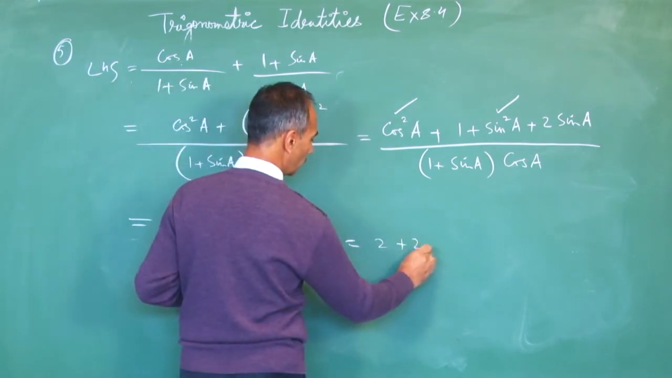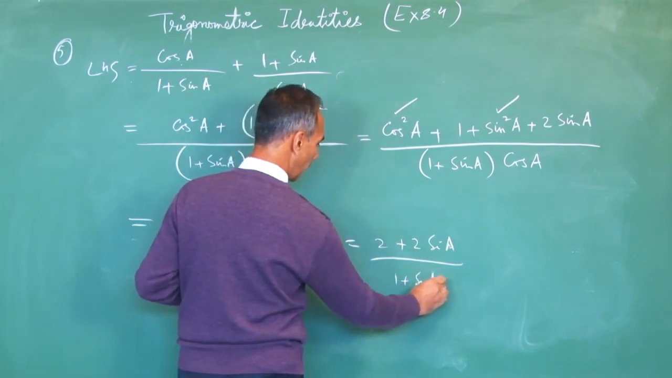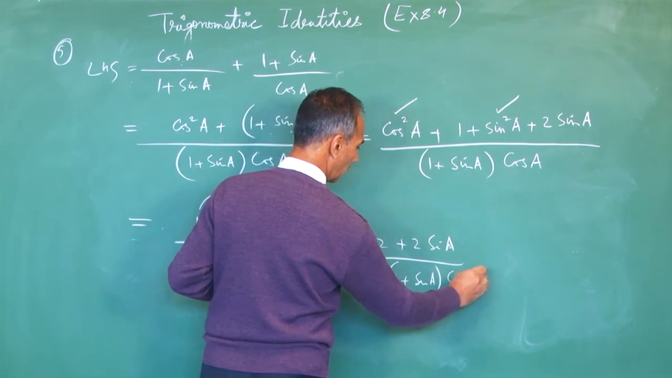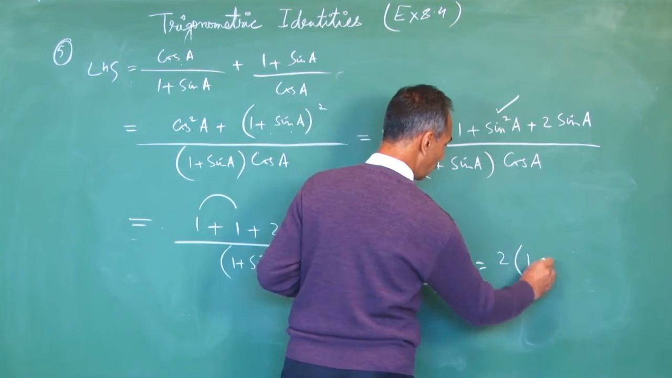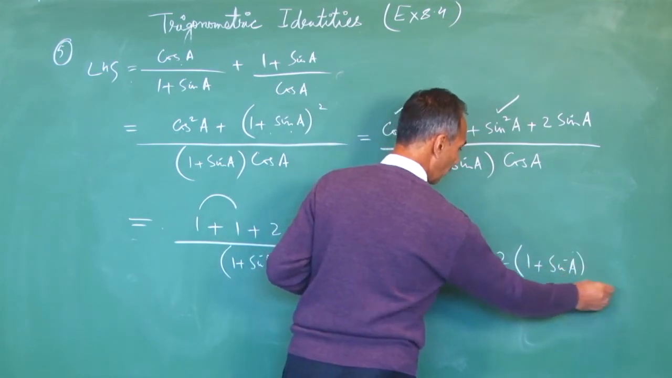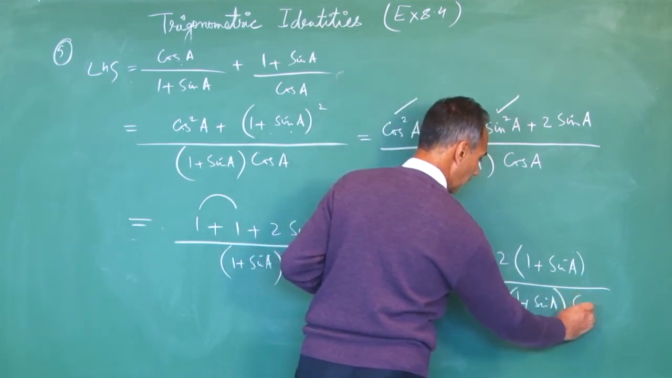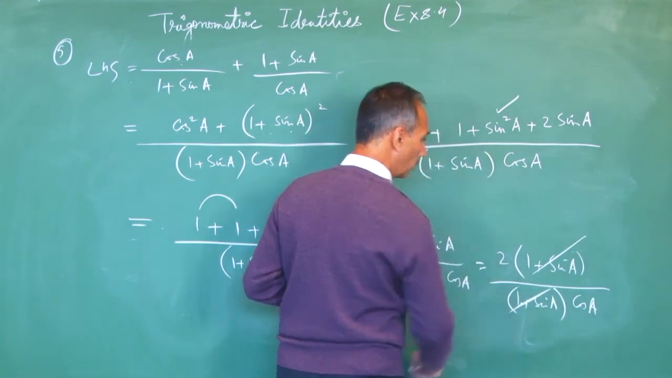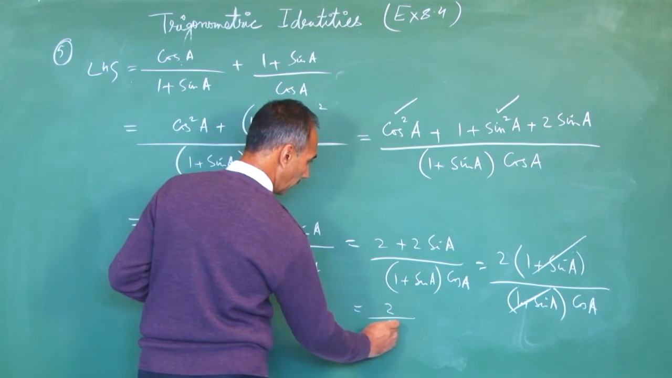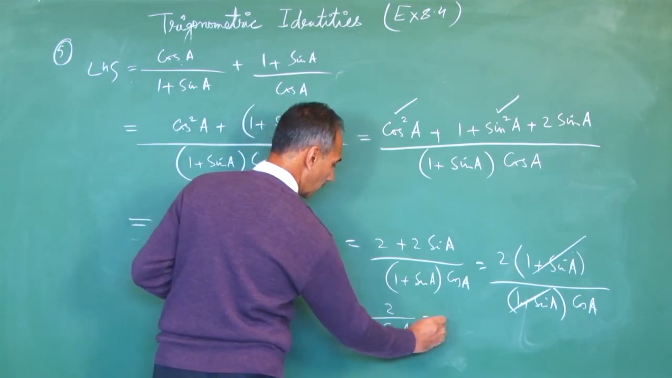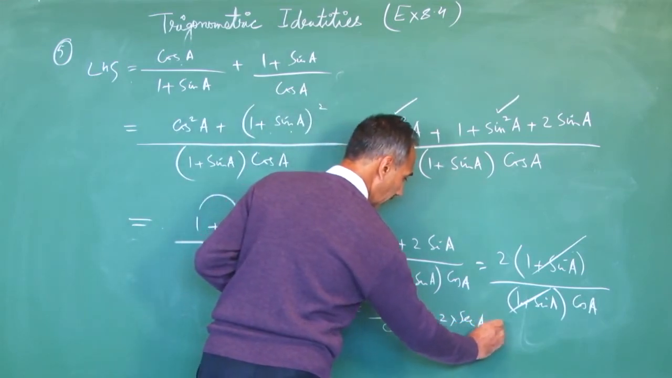So you have 2 plus 2 sin A divided by 1 plus sin of A into cos of A. We can take 2 common in the numerator. If you do that, you are left with 2 into 1 plus sin A upon 1 plus sin A into cos of A. So 1 plus sin A will go with 1 plus sin A. What is the remainder left? You are left with 2 upon cos of A. That is 2 into 1 by cos A. That is nothing but 2 secant A. And that was your right hand side.